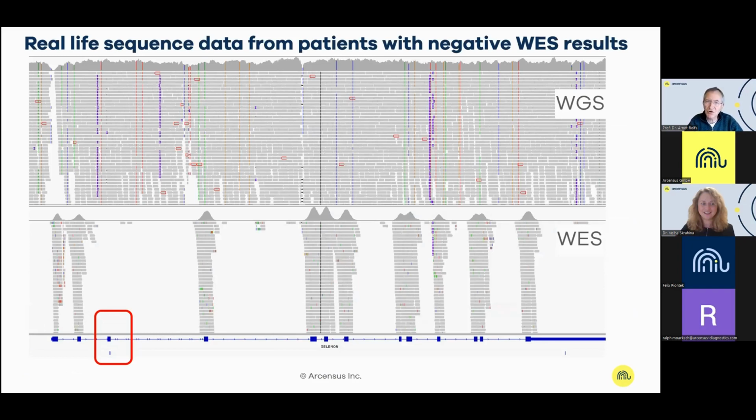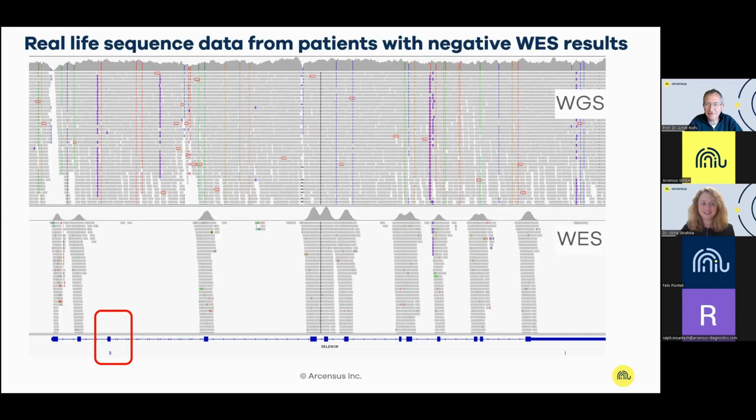You may not all be experts in next generation sequencing, but even with your own eyes, you can immediately see the differences between the lower lane that shows the results for the whole exome sequencing for a given gene. The name is selenon. In the blue boxes, in the very lower lane, you see the exome stretches. And you see exome sequencing failed to cover the third box from the left side. I've highlighted this with a red circle.